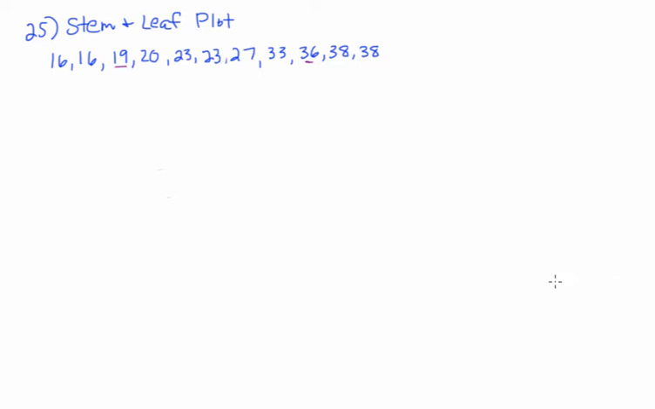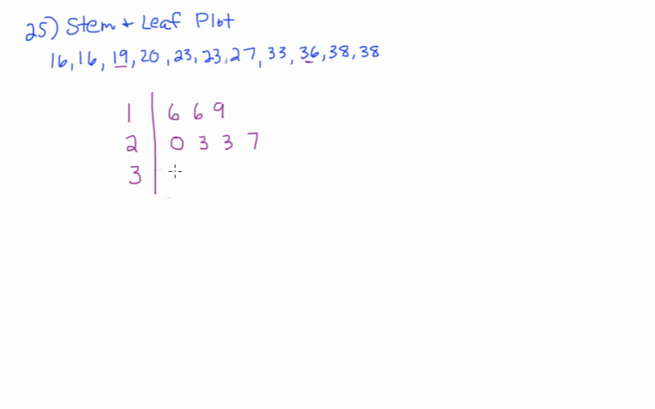I'm going to make a stem and leaf plot for the same data. Stem and leaf plots have the tens digit listed. So we have some that start with 10s, some that start with 20s, and some that start with 30s. And you make a vertical line. Then we put 16, 16, and 19, just the ones digits with no comma. So 6, 6, 9. Then look at the 20s: 20, 23, 23, 27. So a 0 for the 20, 3s for the 23s, and a 7 for the 27.